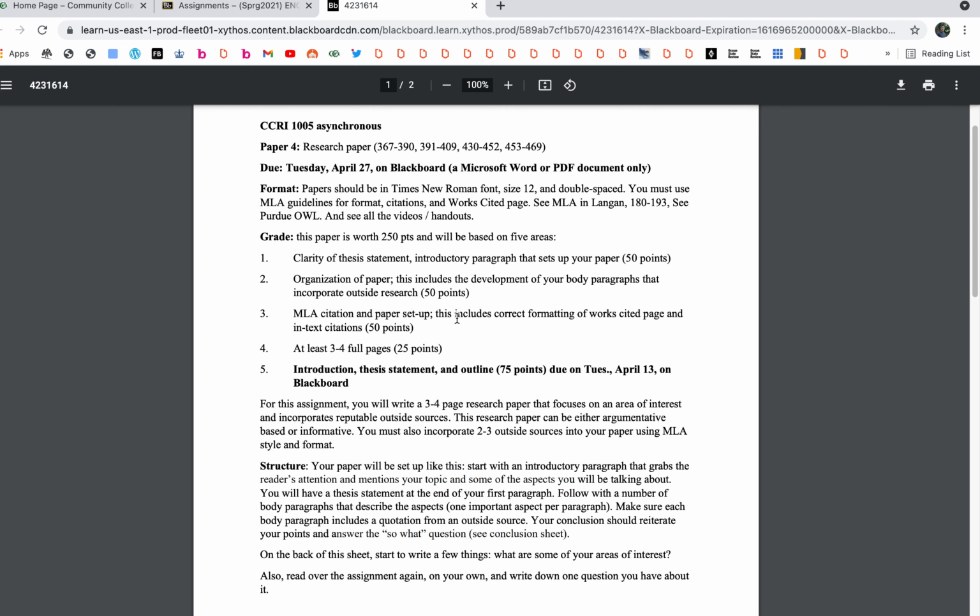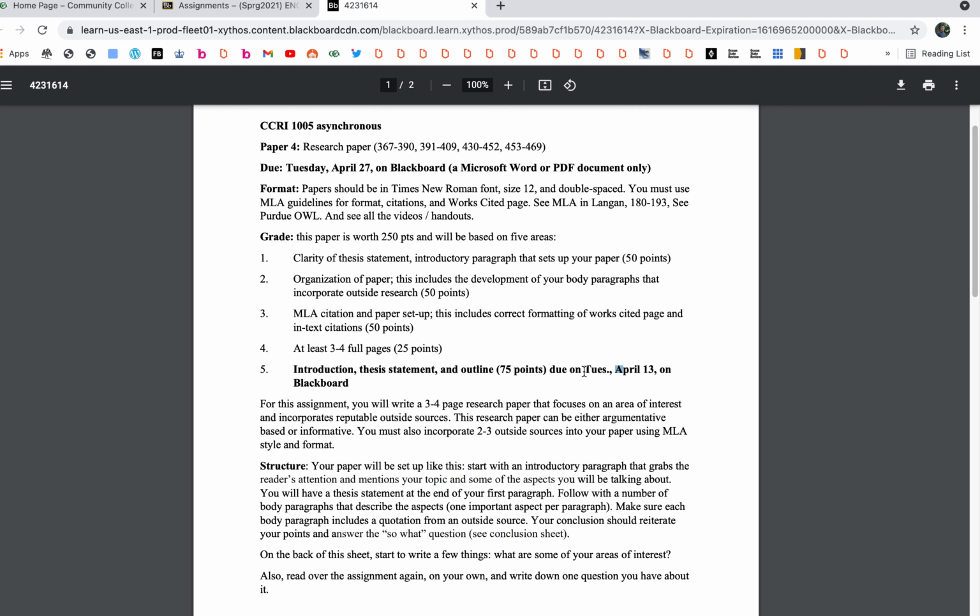Also, as an add-on to this paper, I'm going to have everyone write your introduction, thesis statement, and outline. This will be due Tuesday, April 13th on Blackboard. So instead of just waiting till the whole paper and doing everything at once, I'm going to have us do this first step. You're going to construct your introduction, thesis statement, and outline, and you'll upload this on Tuesday, April 13th. This will be a component of the research paper. I'll be going over the handout on that next.